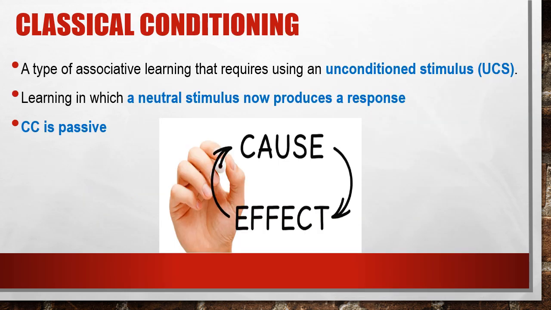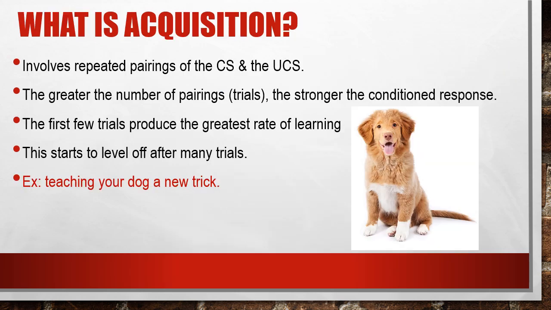So we call this classical conditioning, a type of associative learning. It requires an unconditioned stimulus, and that learning is a neutral stimulus, but after a while, it will produce a response. So again, classical conditioning is fairly passive. It's kind of happening to us without us always realizing that it's happening.